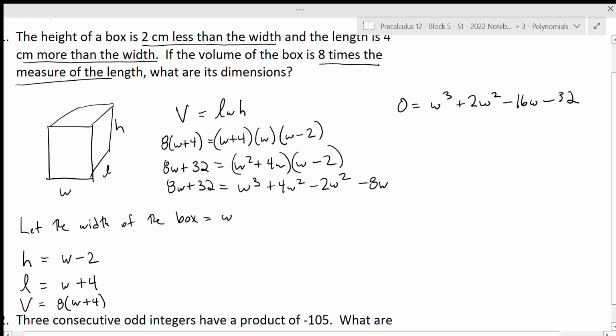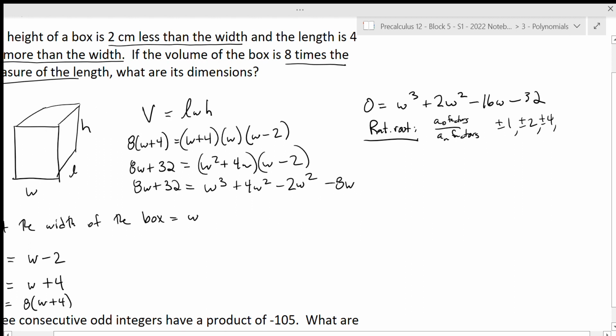Okay, working down. So now we have our rational root theorem. It says we have these a sub 0 factors over a sub n factors. So we're looking at plus or minus 1, plus or minus 2, plus or minus 4, plus or minus 8, plus or minus 16, and plus or minus 32.